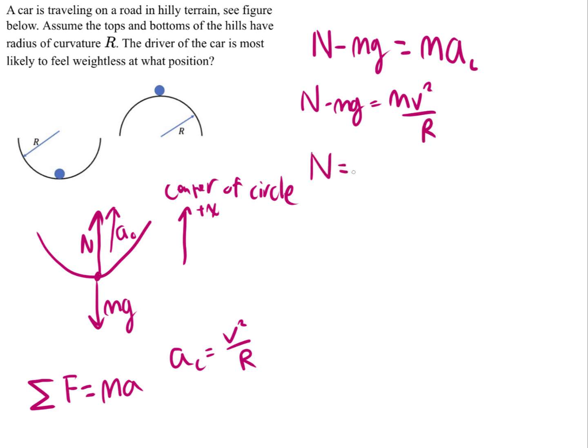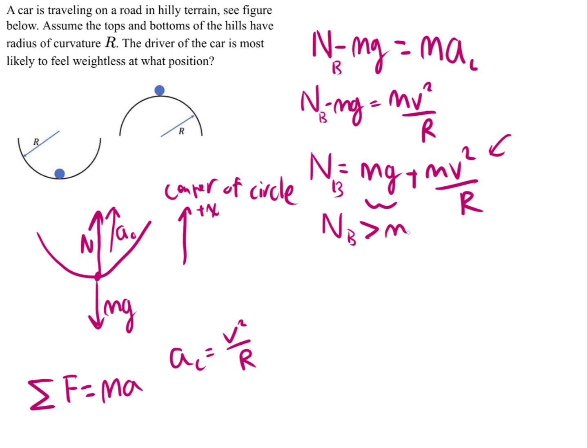So the normal force is equal to the force of gravity, mg, plus mv squared over r. I put the weight term in front to show you that the normal force is actually greater than the gravity, because it also has to provide the centripetal acceleration towards the center of the circle. So in this case, the normal force at the bottom of a hill is going to be greater than the force of gravity, or the weight of the car. So the driver is going to feel a lot more weight, or a lot more force, at the bottom.